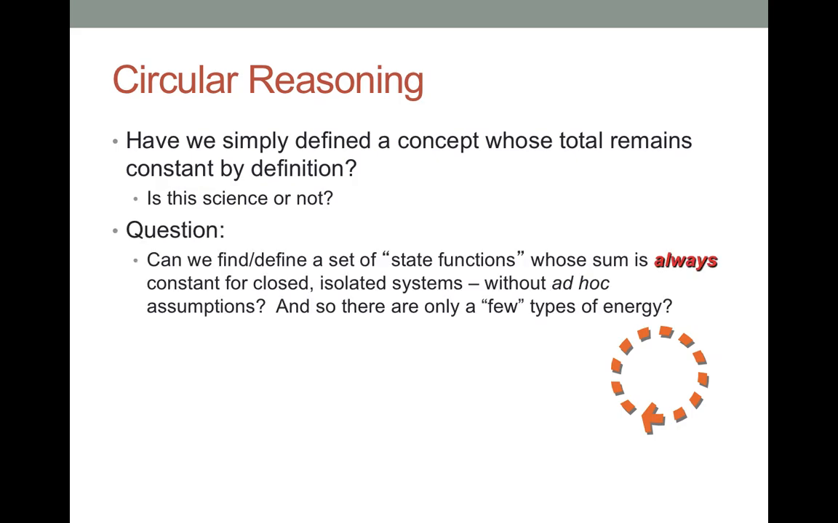Well, we can change the way we pose the question by instead asking, can we always find a state function, a function that depends on the position and velocities of objects, whose sum always stays constant for closed isolated systems, specifically without making any ad hoc assumptions, so that we only end up with a handful of different types of energy? If the concept of energy conservation requires dozens to hundreds of different types of energy, we'll have to say this is not terribly useful. But if we only end up with a small number of different types of energy, then this will be a useful concept.